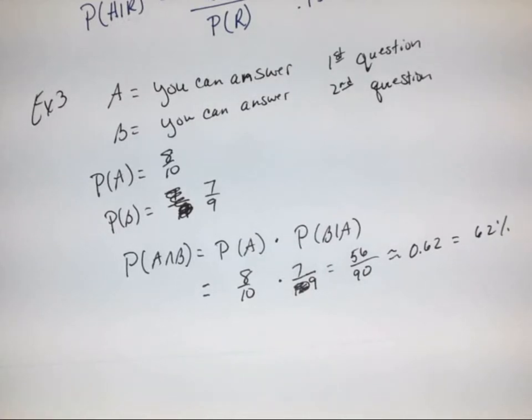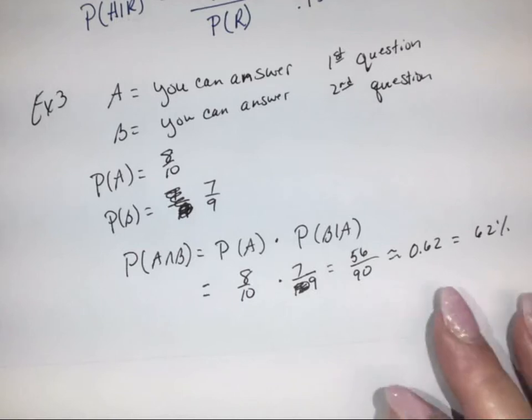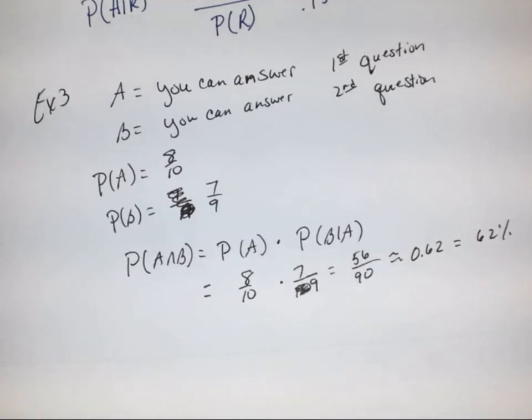So the probability of being able to answer both questions would be 62% chance. So if you think those odds are good, you don't have to read the last 2 books. But if you want better odds, you're going to have to read the other 2 books that were on the list. All right, our next question.